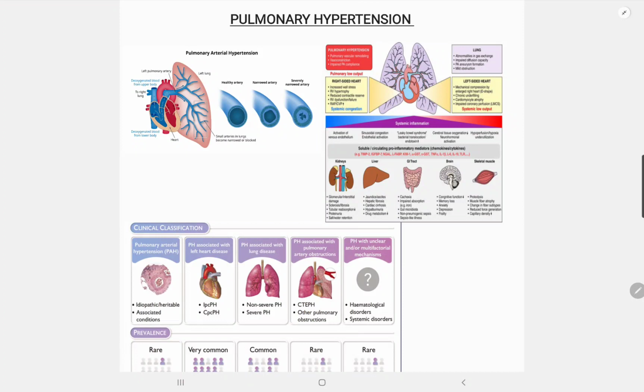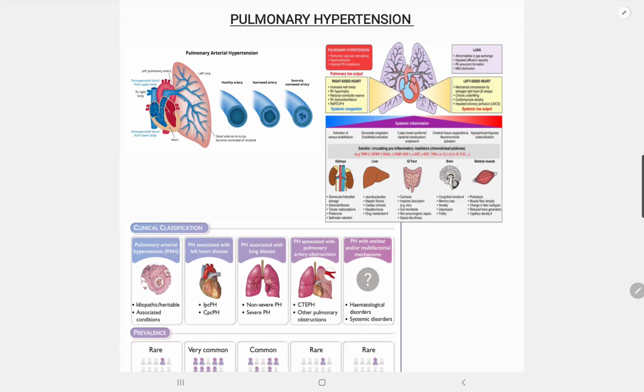Now, what are the risk factors for pulmonary hypertension? Pulmonary hypertension happens at all ages, including children, and its incidence increases with age. Pulmonary hypertension is more common among women, non-Hispanic Black people, and people age 75 or older.